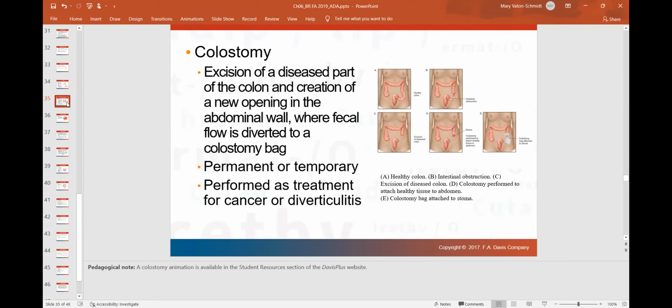We have colostomies, where we go in and remove or excise a part of the colon that's diseased, or there's a tumor or cancer, and we create a new opening through the abdominal wall where the stool or feces is diverted into a bag. And they can be permanent, they can be temporary, and they're usually treatment for cancer, most commonly, sometimes for severe diverticulitis.